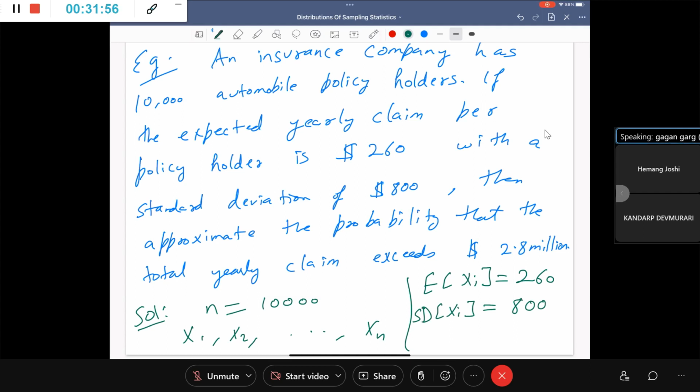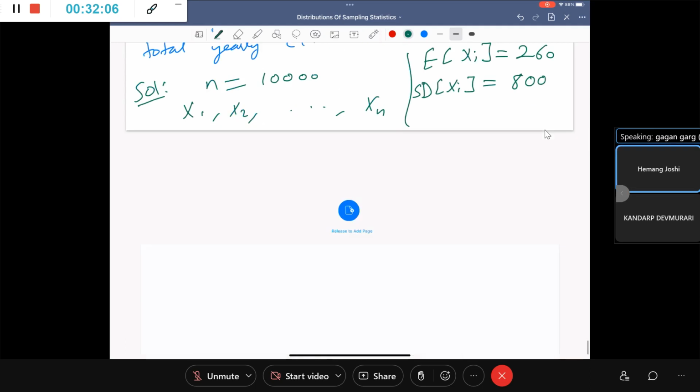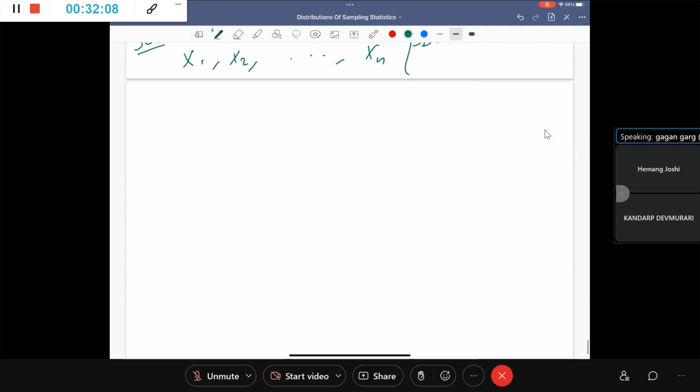What is given to us? But what random variable are we interested in? The sum of x1 to x10,000. Yes, exactly. So we are interested in this x, which is the summation of xi, i from 1 to 10,000.